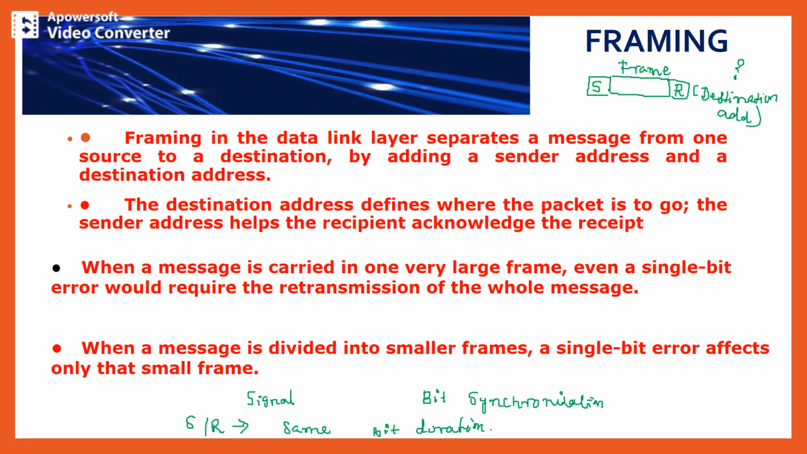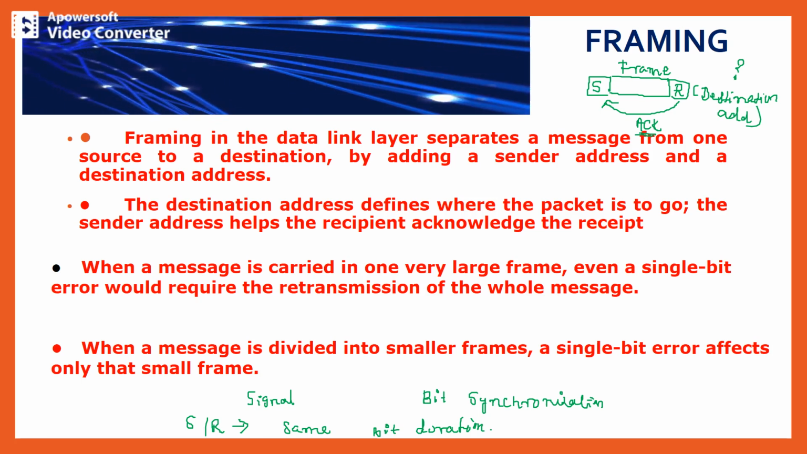Similarly, the sender address or source address is used in order to send back an acknowledgement from the receiver after successful transmission of the data. That means the destination node will send a positive acknowledgement if the data transmission is successful. For that we can make use of the sender address in order to send an acknowledgement from the destination node.